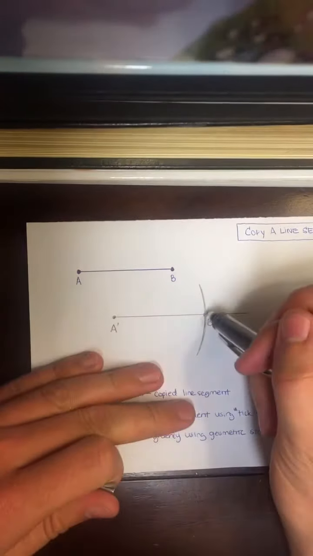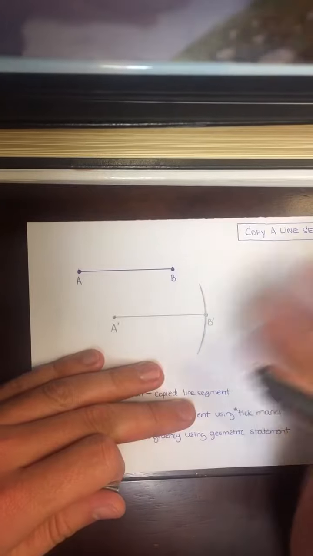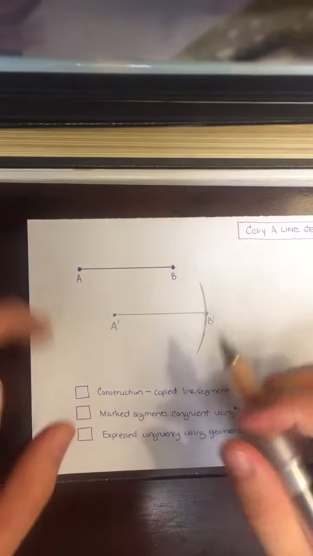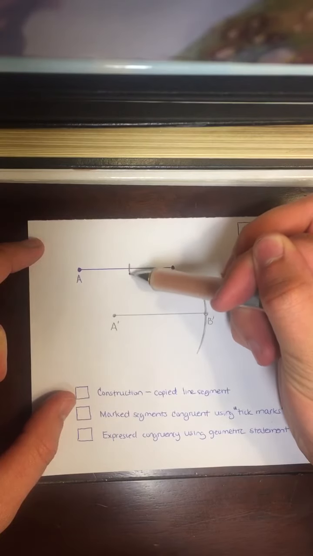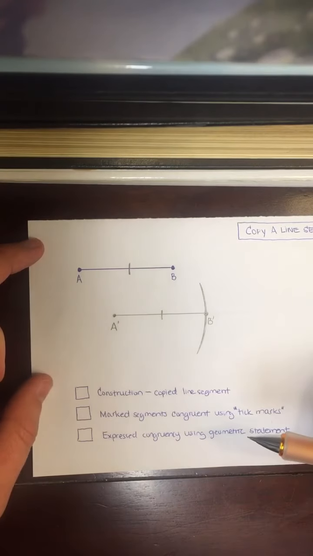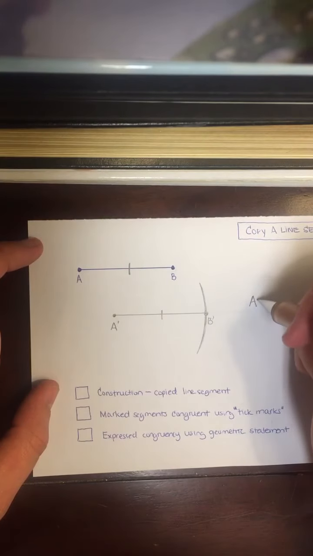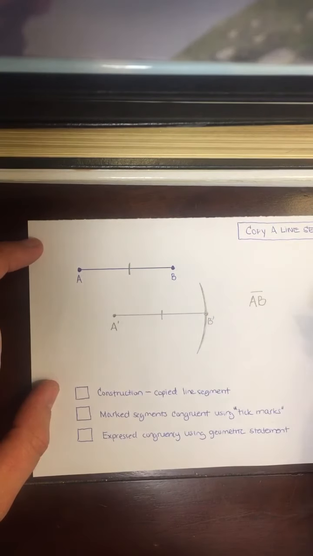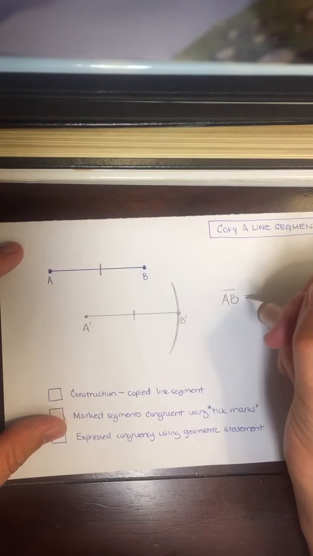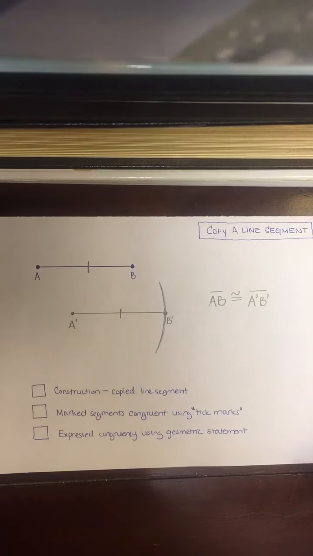I'm going to go ahead and erase the overage of that line segment. The line segment I drew just a little too long, so I'm going to erase that. And you can now see that my line segment AB is congruent to my line segment A prime B prime. We can indicate that using a geometric statement by saying my line segment AB is congruent to my other line segment down below, the one that I copied, line segment A prime B prime, not forgetting that symbol over top to indicate that we're talking about line segments here.